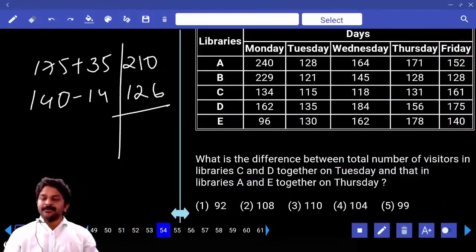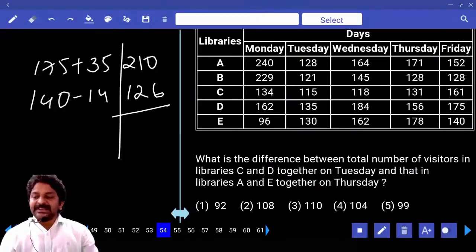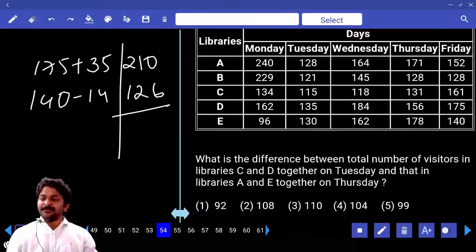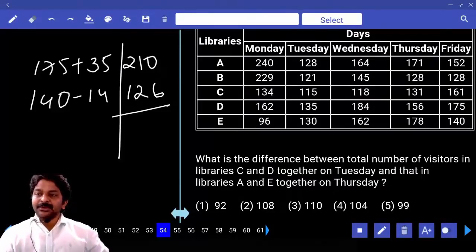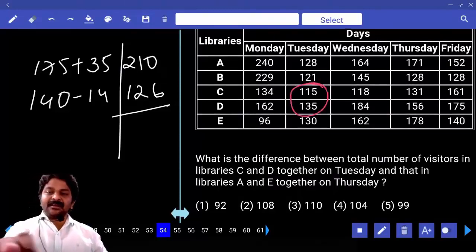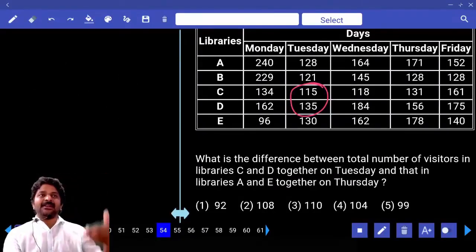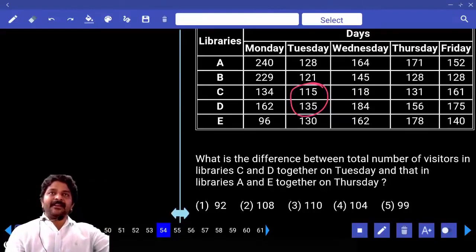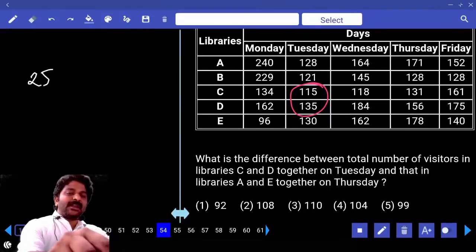Next, 54. What is the difference between the number of visitors in libraries C and D together on Tuesday? Tuesday, C and D together. Reverse addition: 100, 100, 200, 15, 35, 50. It is 250.